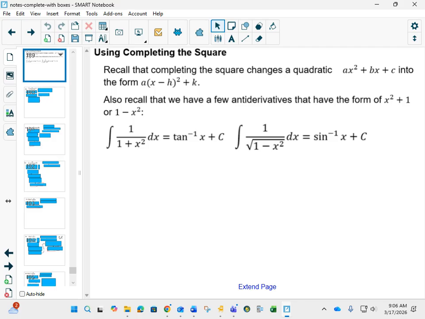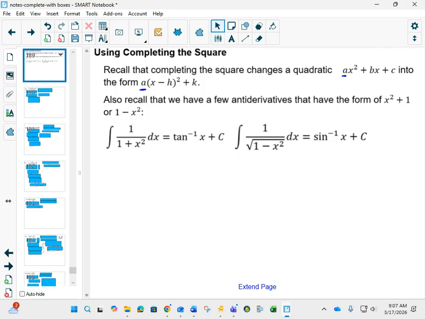So do we remember how we complete the square? Which means you're going to take some quadratic that looks like this and make it look like this. So knowing what you want to make it look like kind of gives you the hints for what you need to do. Like this A matches up with that A. You're going to have to factor that out.